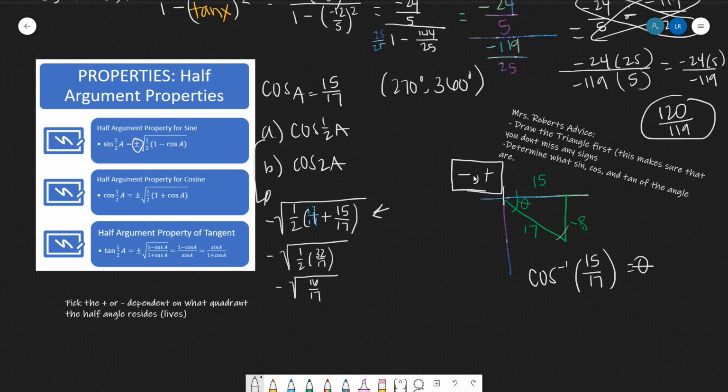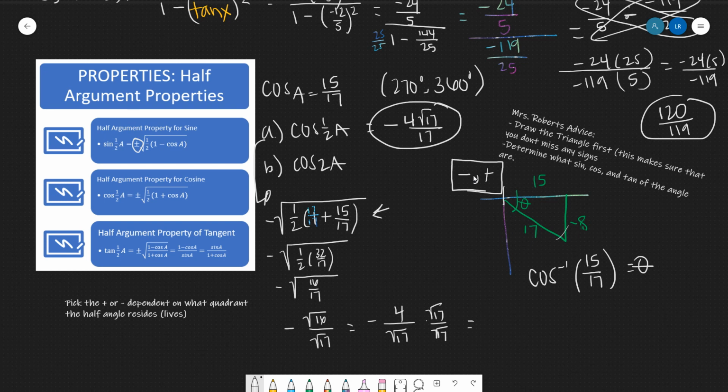So if I were to break this down, I would get the square root of 16 over the square root of 17, which is negative 4 over root 17. Rationalize, and my final answer is negative 4 root 17 over 17. Now, what we just did was we figured out that we were going to use the negative piece of this, and we knew that because we had to figure out what quadrant the half angle was in.